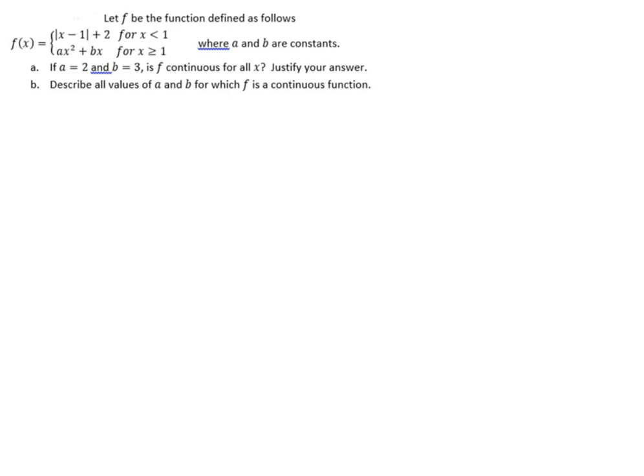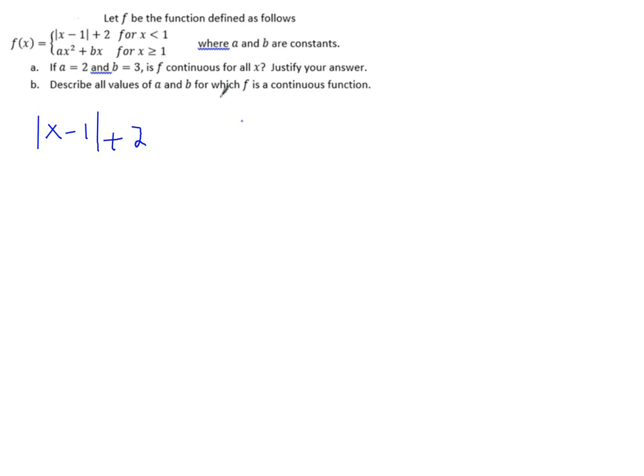In this former AP test question, we're asked to first determine if the function is continuous for all x when a is 2 and b is 3. So the first thing that we'll want to look at is the left-hand piece of the function, the absolute value of x minus 1 plus 2. That piece is continuous for all real numbers.